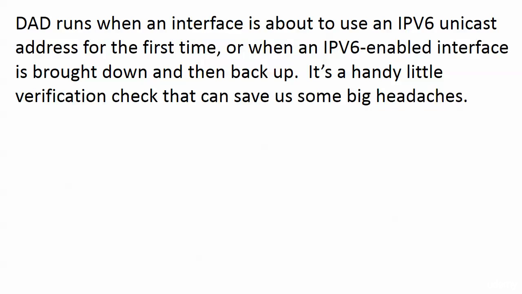Now, DAD doesn't only run when there's a self-assigned address. The DAD procedure actually runs when an interface is about to use a version 6 unicast address for the first time, or when a version 6 enabled interface is brought down and then back up. It's a very quick uniqueness check, but it does save us some big headaches down the road.